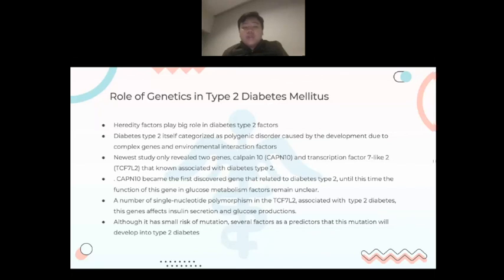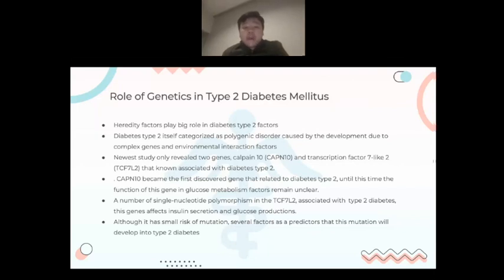New studies referred to genes called B10 and transcription factor 7 like 2 that are associated with diabetes type 2. CAPN10 became the first discovered gene related to diabetes type 2. Until this time, the function of this gene in glucose metabolism remains unclear. The number of single nucleotide polymorphisms in the TCF7L2 is associated with type 2 diabetes mellitus.